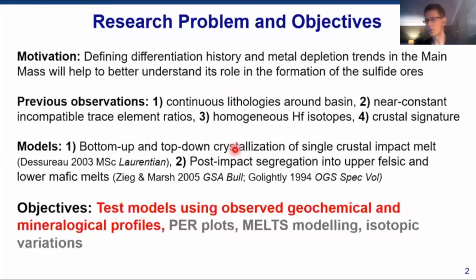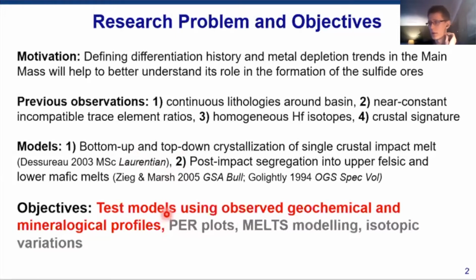There are a few models out there that try to explain the evolution of the main mass. There's one by Desereau, who proposed a bottom-up and a top-down crystallization of a single impact melt. And on the other side, we have Golightly and Siegentmarsh, who both proposed a post-impact segregation of this impact melt into an upper felsic and a lower mafic member, which then crystallized to form the norite and the granophyre. So what I want to do as part of my project is test these models.